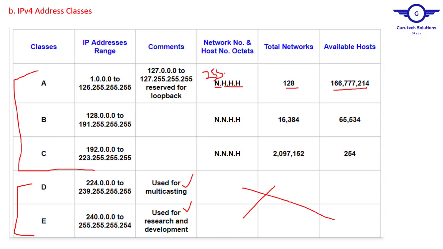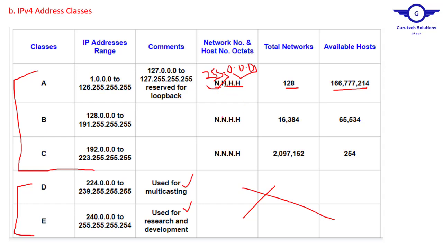Now for host, these are now 0.0.0. So this is the network address. These are the host addresses. That's why you see 3 H here and 1 N.